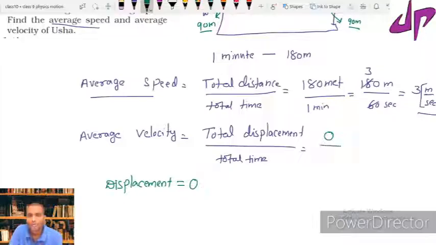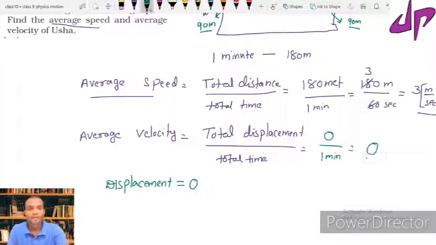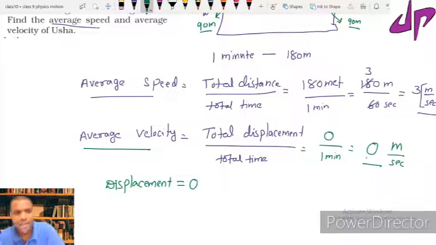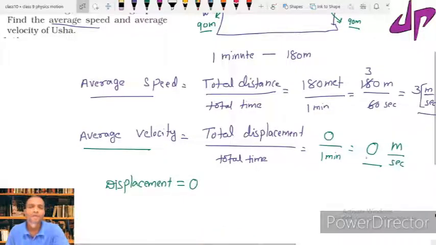By total time, which is 1 minute, you can substitute. So 0 by something is 0. The displacement equals 0. Finally, the average velocity is also 0, so you can write 0 meters per second. Finally, the answer is: the average speed equals 3 meters per second and the average velocity of Usha equals 0 meters per second.